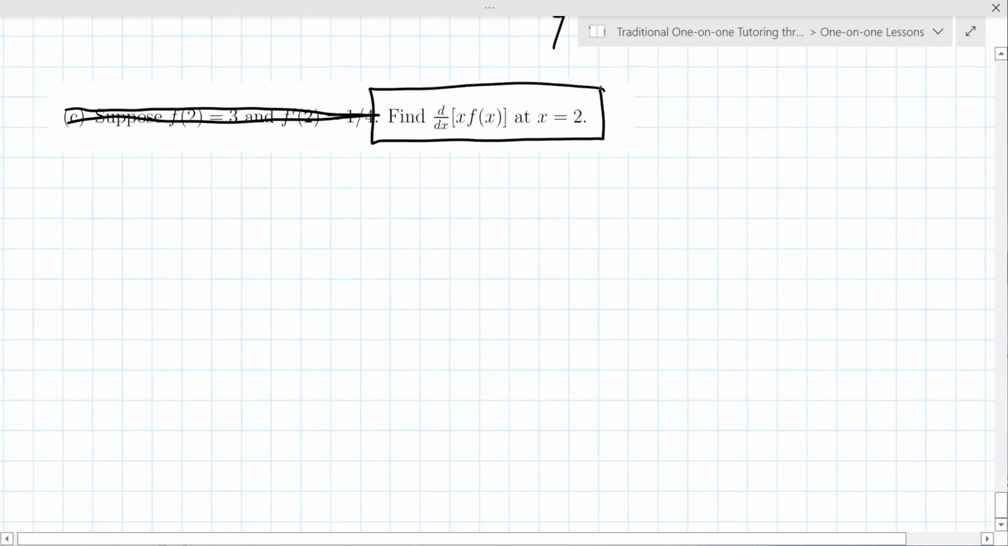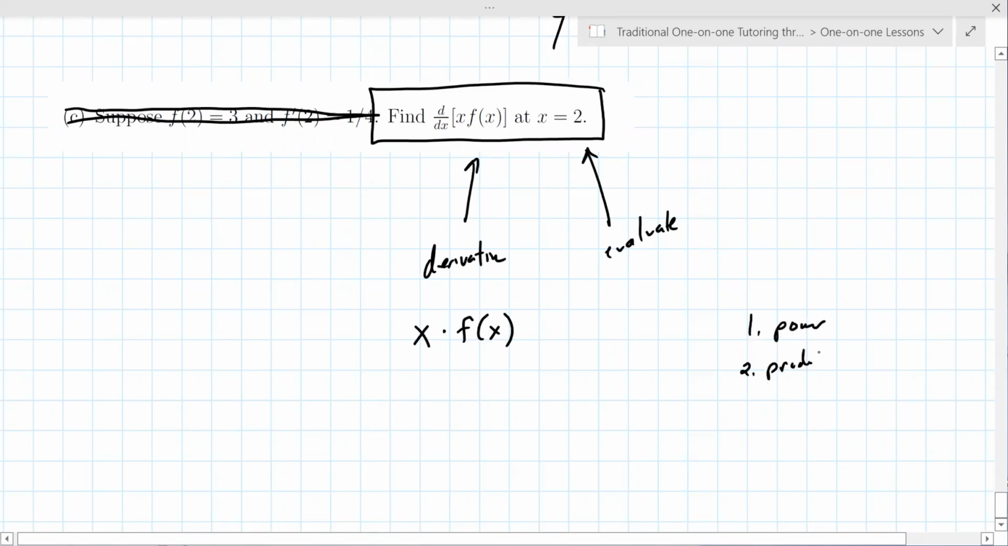So you're taking in words here. We're gonna somehow get a derivative, and then we're gonna evaluate, just like the previous problem. Okay, so now when you look at x times f of x, and your options for rules are power rule, product, and quotient, which one do you think applies here?